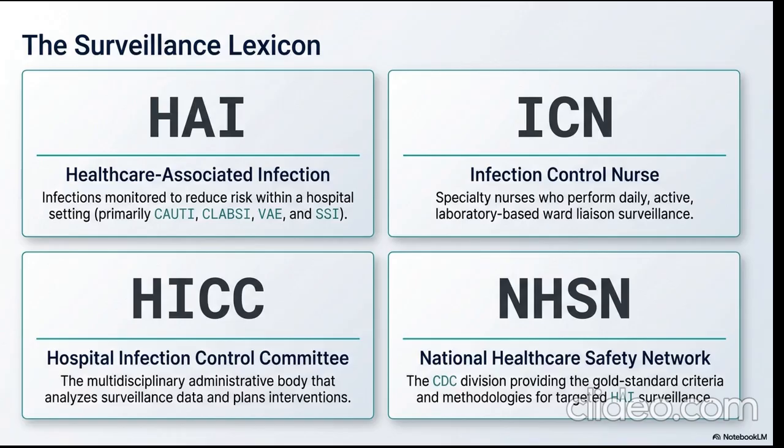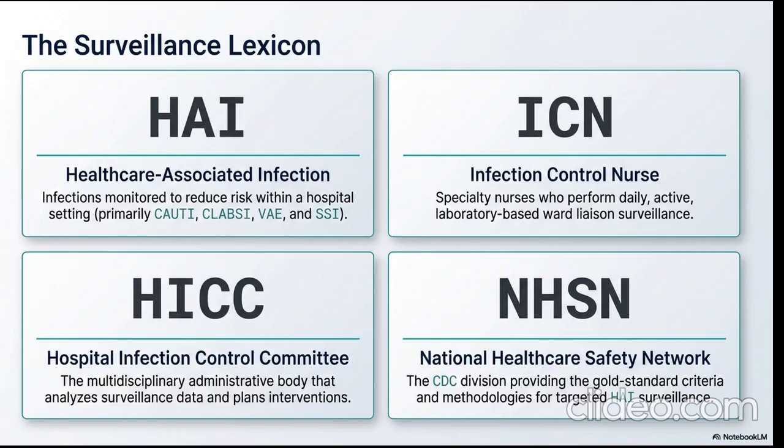Slide 3. The continuous framework of HAI surveillance. Surveillance is a continuous cycle, not a one-time event. It begins with data collection via daily visits and clinical correlation. Next is data analysis, where we generate monthly location-wise rates. We then move to data interpretation, applying risk-adjusted metrics like DUR and SIR. Finally, we ensure data dissemination through monthly reports to the HICC and clinical departments.